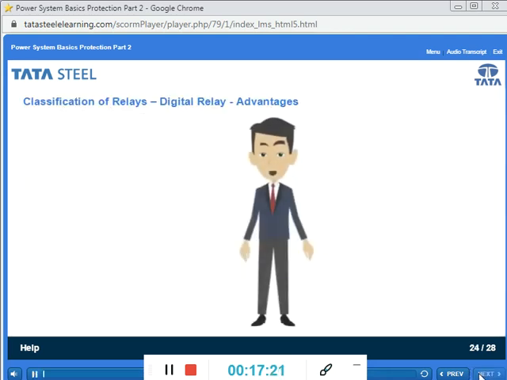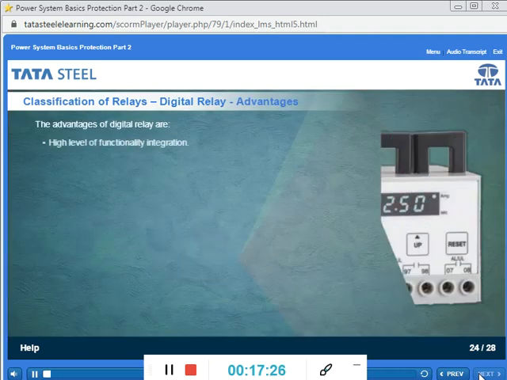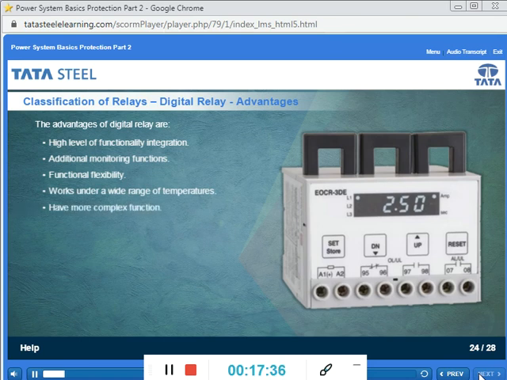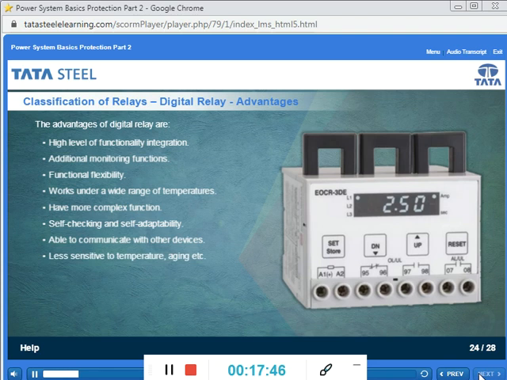Let us now take a look at the advantages of digital relay. It has high level of functionality integration, additional monitoring functions, functional flexibility. It works under a wide range of temperatures. It has more complex function, self-checking and self-adaptability. It is able to communicate with other devices, less sensitive to temperature, aging, etc. Economical because can be produced in volumes. More accurate. In digital relay, planning for distance relaying is possible. Signal storage is possible.